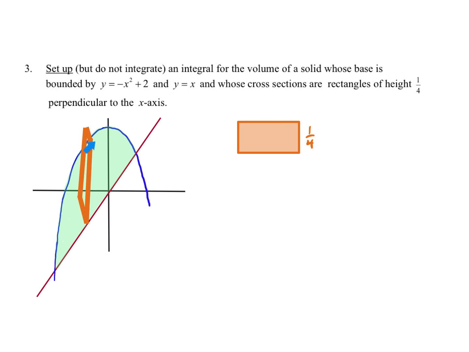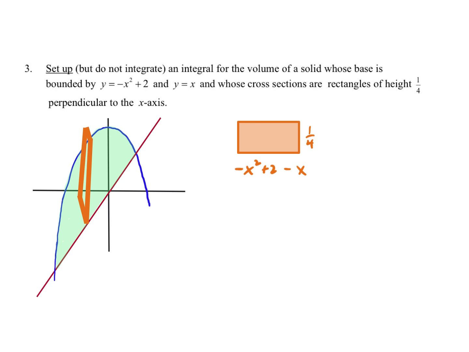Just negative x squared plus 2 minus... It is, very good. So this y minus this y. Since this y is bigger than this y, you just subtract them and that tells you the vertical distance. And so that is just negative x squared plus 2 minus x. So now we have everything we need, almost.